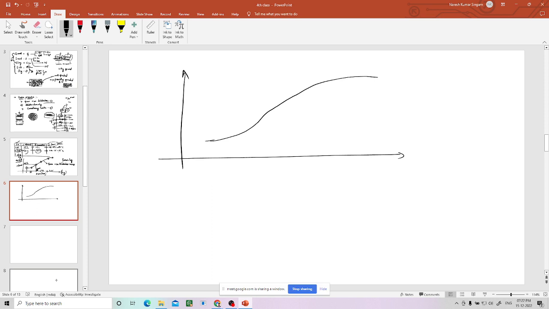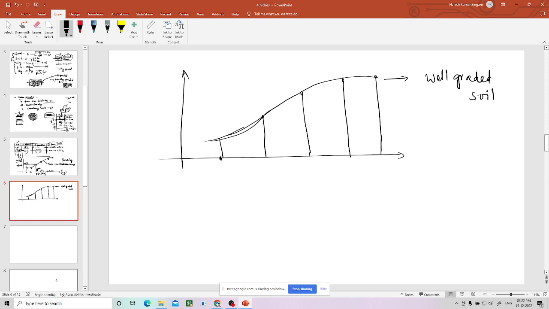If you get this kind of curve, this is called well graded soil. Why? Because it has every size of particle in the total soil sample, right? If you take any size, this is size, if you take any size, you have some percentage of soil around that.